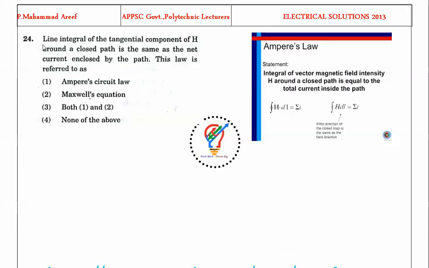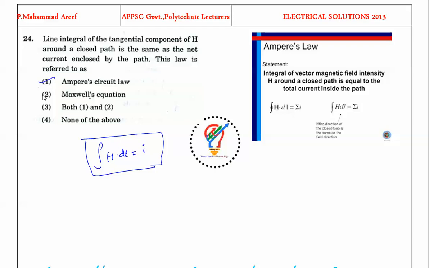And the next question is, the line integral of the tangential component of H around a closed path is the same as the net current enclosed by that path. So this law is referred to as Ampere's law. What it says is the integral of the vector magnitude of field intensity H around the closed path is equal to the total current enclosed inside the path. So the integral of H into dl is nothing but I. So this is nothing but Ampere's law. So the answer here is Ampere's law.